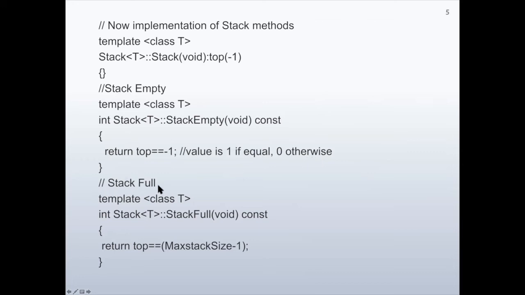The other method is stack full. Again, we have template implementation. It belongs to the class stack of type T. The name of the function is stack full. There is no parameter and it's a constant method. This time we are checking if top is equal to max stack size -1. Notice that the last location in the array is max stack size -1. If top is equal to that value, that means that if a new item is going to be stored into the stack, there is no more place. Stack is full. We are checking if top is equal to this one. If it is so, it is returning 1. Otherwise, it will return 0.